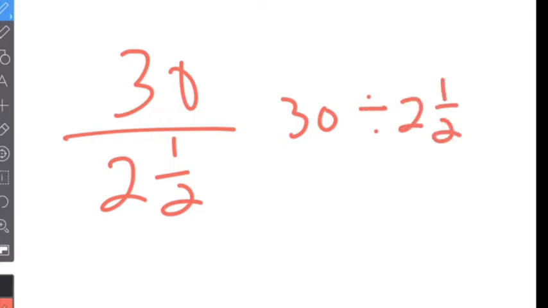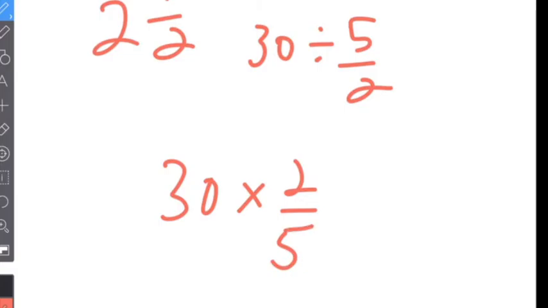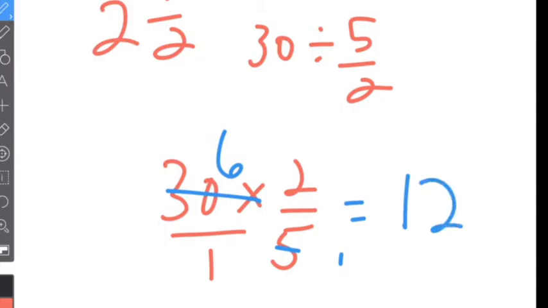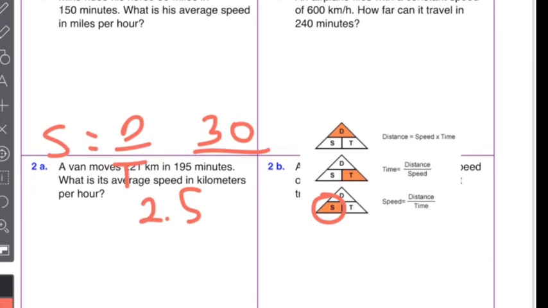So what we need to do is make 2.5 into an improper fraction. So it's 30 divided by 5 over 2. So keep it, change it, flip it. So it's 30 times 2 over 5. So we can simplify right here. So the answer is going to be 12. And if I go back, the average speed is 12 miles per hour. So each of these you're going to have to do that. Let's just do maybe one more to help us.